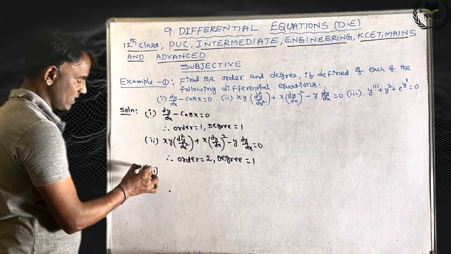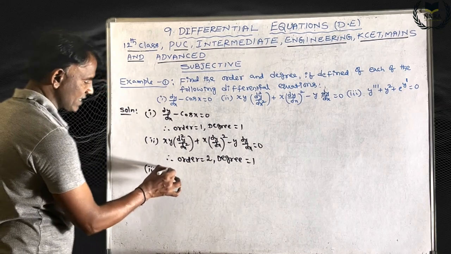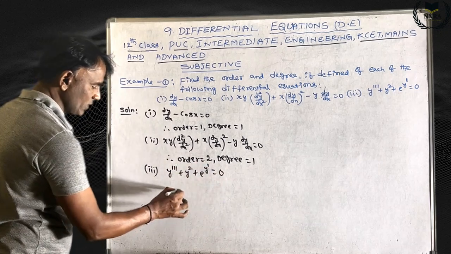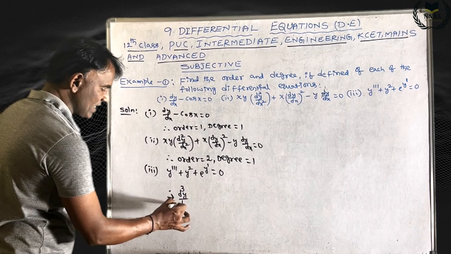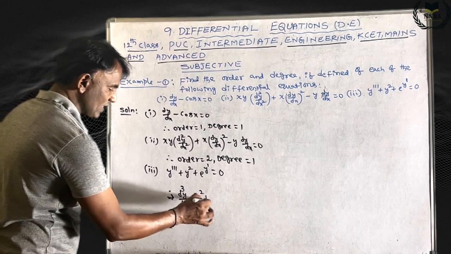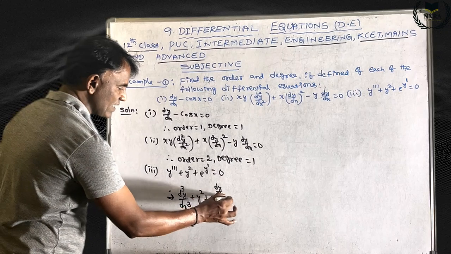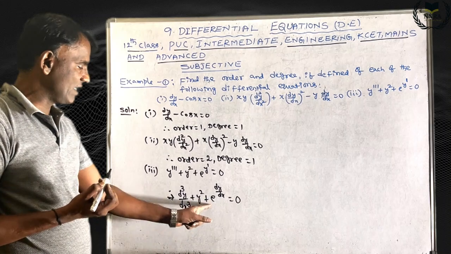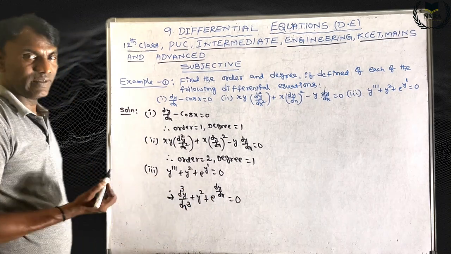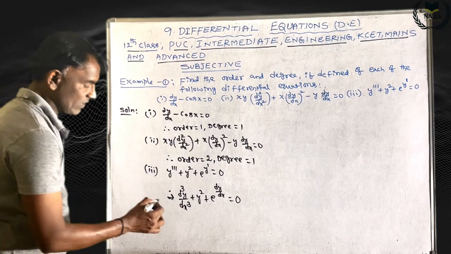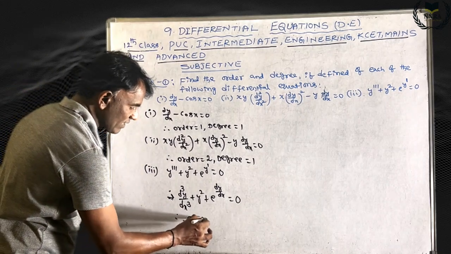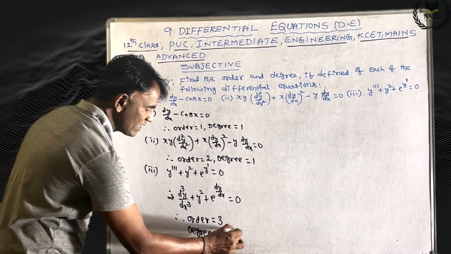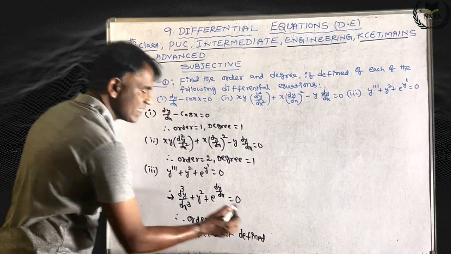And coming to the third question, what is that? y triple dash plus y square e power y dash equal to 0. y triple dash means d cube y by dx cube, and it is y square, and e power dy by dx equal to 0. Actually, it is not a polynomial. Why? Because e power derivative is in the power, right? So if it is not a polynomial, degree is not defined. But what is order? Order equal to 3. So degree is not defined. So this is the answer.